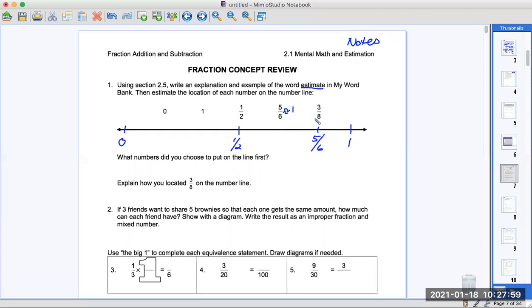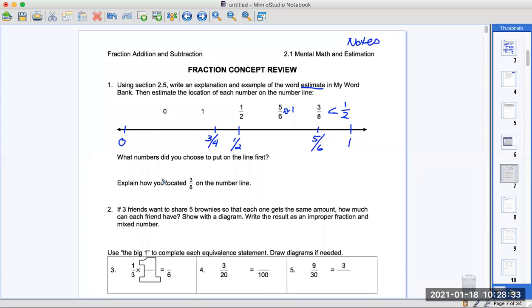Okay, 3/8 is close to 1/2 because you have 3 parts out of 8 parts. Had you had 4 parts out of 8 parts, it would be 1/2. So this is going to be close to 1/2, but less than 1/2. So I'll say close to 1/2, but less than 1/2. Remember, this symbol means less than, but not much. 3/8 maybe right here. So that's my estimate.